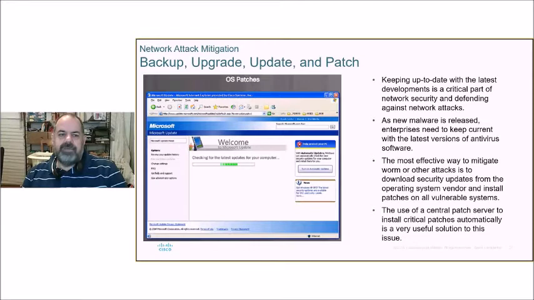Now, how do we mitigate attacks? So backup, upgrade, patch, and update and patch. Keeping up to date with the latest developments is a critical part of network security and defending against network attacks. As new malware is released, enterprises need to keep current with the latest versions of antivirus software. The most effective way to mitigate worm or other attacks is to download security updates from the operating system vendor and install patches on all vulnerable systems. Using a central patch server to install critical patches automatically is a very useful solution to this issue.